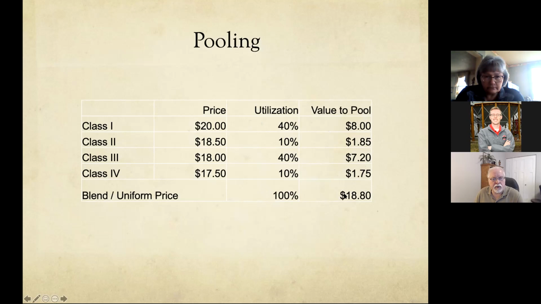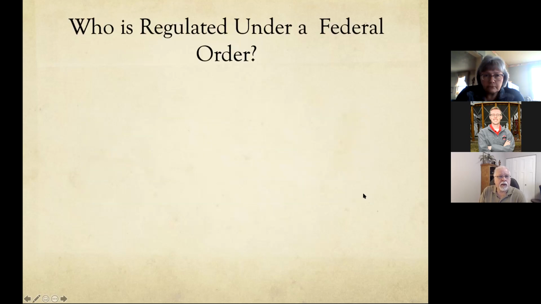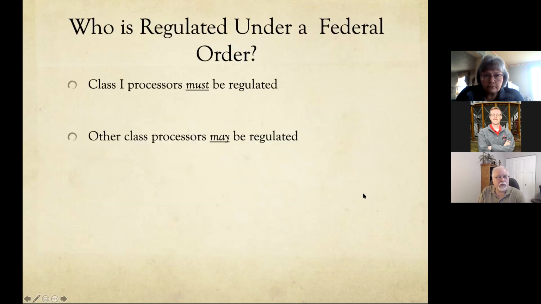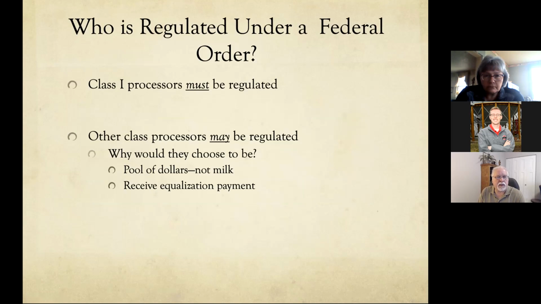You add all of those up, and we now end up with a blend or uniform price of $18.80. That's what farmers are going to receive. And all we have to do now is make sure that this is the way plants pay into that pool, and this is what gets drawn out by dairy farmers. Who's regulated? Remember, Class 1 must be regulated; the other processors can be. Why would they choose to be? Well, it's a pool of dollars.